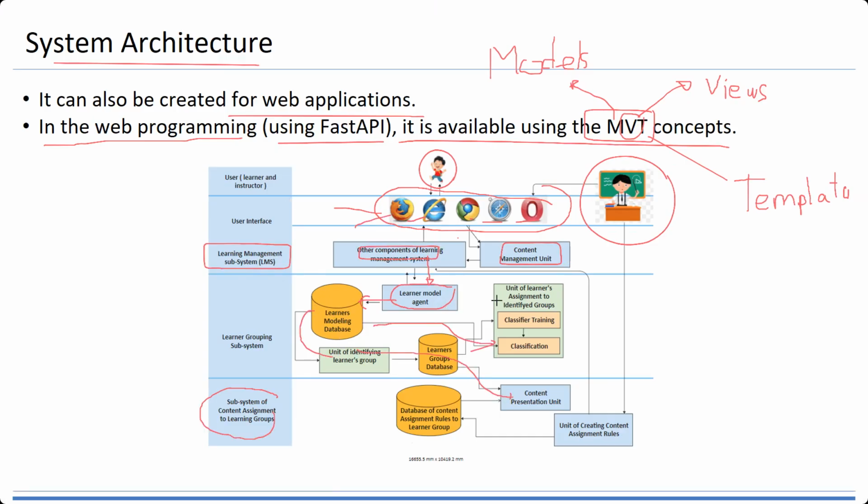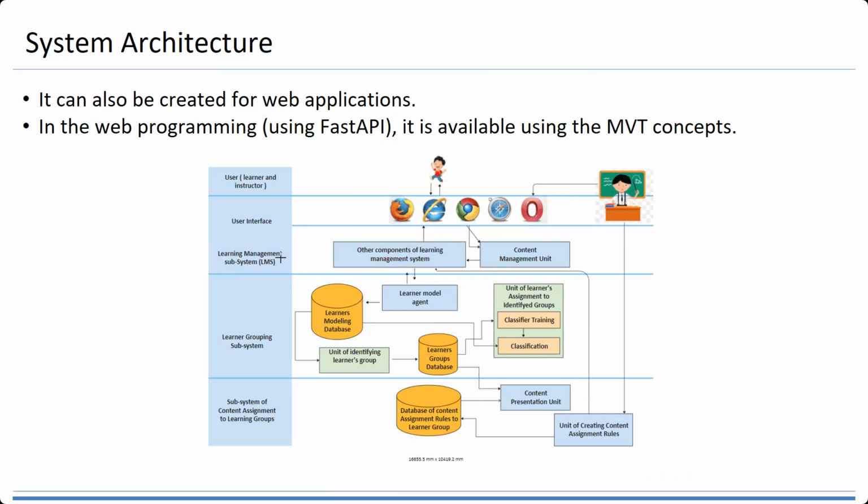Then you can see that when a student connects to this website, actually they are not connecting to only one website. They are connecting to several sites. They connect to the LMS, they connect to one subsystem, they connect to another subsystem. So using one system architecture, we can show the relationship between the components.